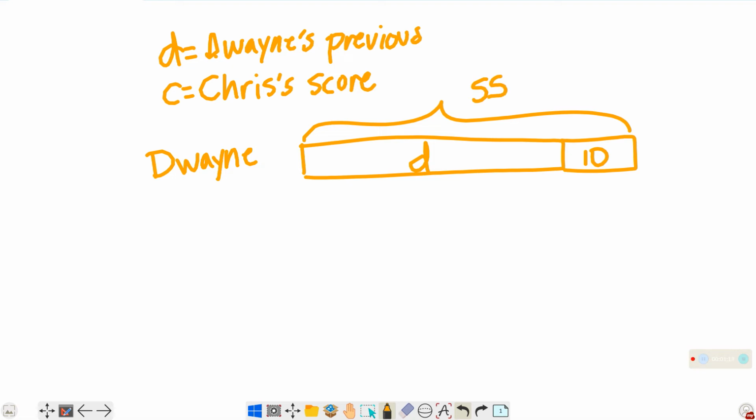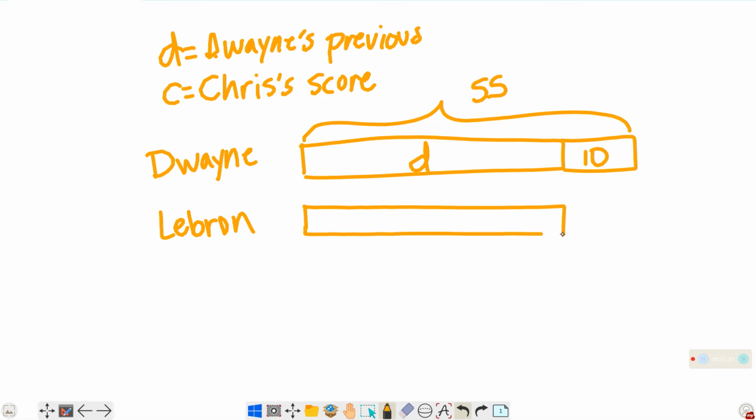Now we're going to draw a diagram for LeBron. It says LeBron scored the same number of points as Dwayne's personal best. So his last personal best was this big right here. It's the same size as D, which represents his personal best. But it also says that LeBron scored 15 more than Chris in that game. So we need to break this up into Chris's score and the extra 15.